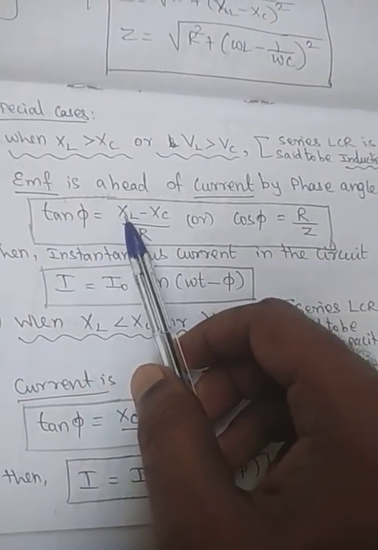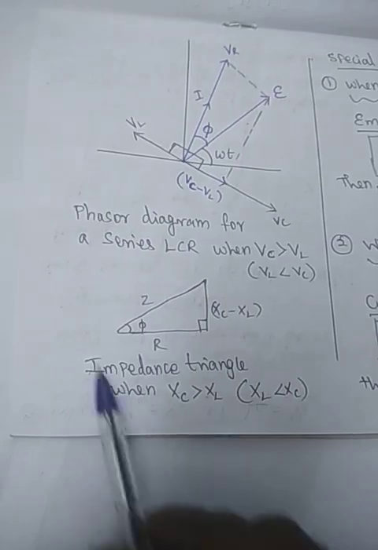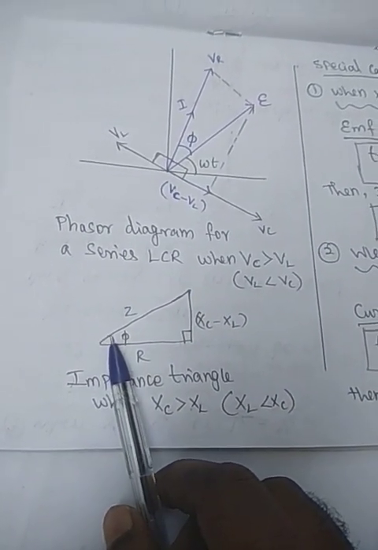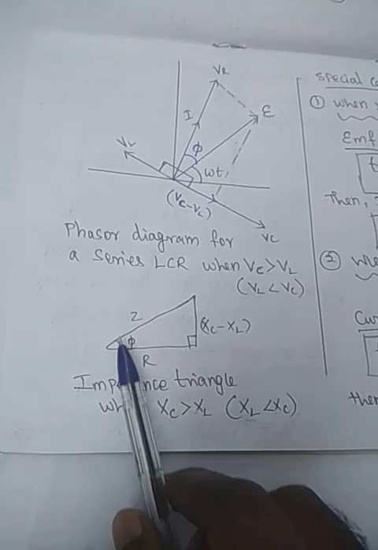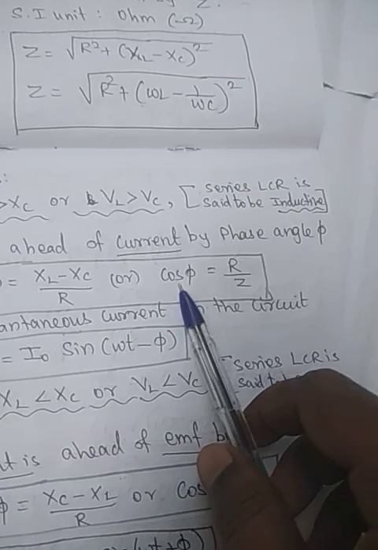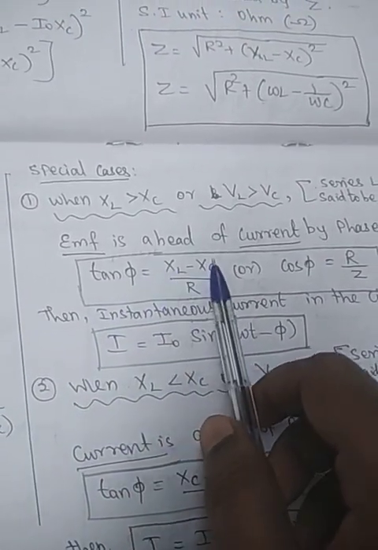So tan phi is equal to XL minus XC by R, or cos phi is equal to R by Z. Cos phi is calculated using the impedance triangle. Cos is equal to adjacent side by hypotenuse. Here the adjacent is R and the hypotenuse is Z. So we substitute that cos phi is equal to R by Z. Then tan phi is equal to XL minus XC by R.